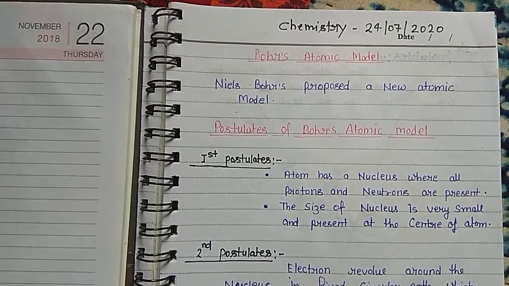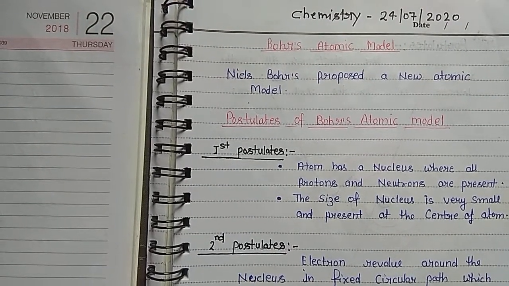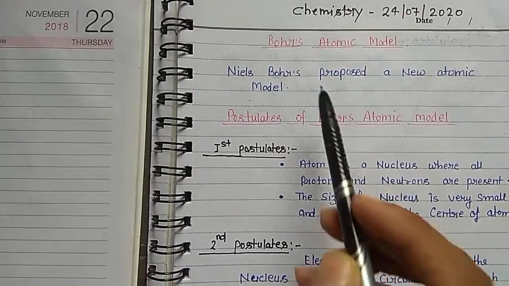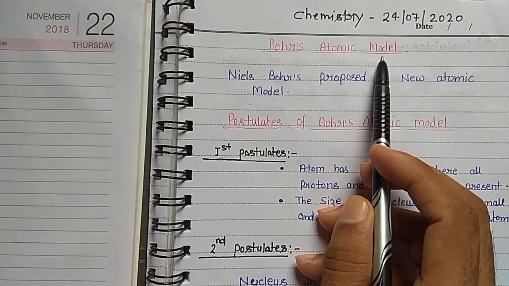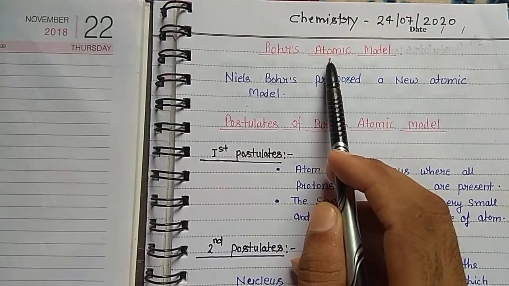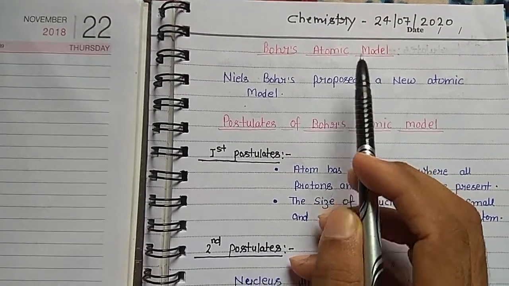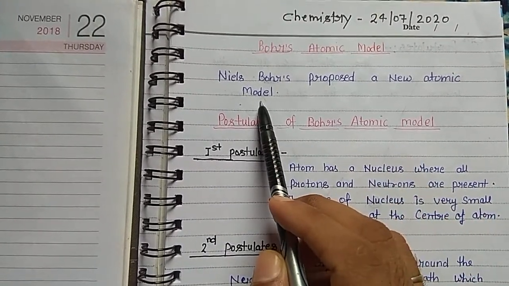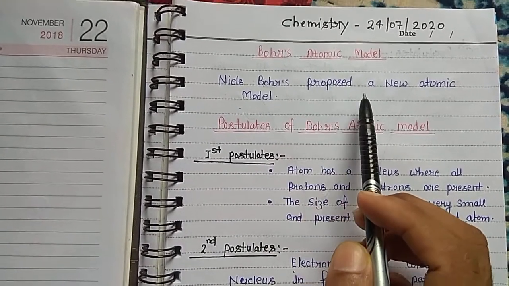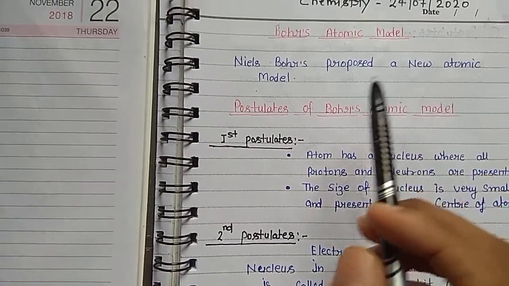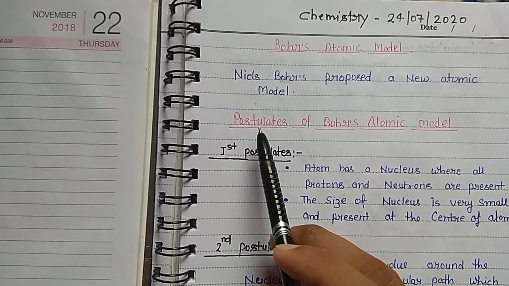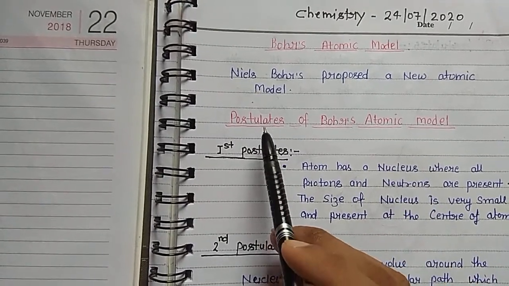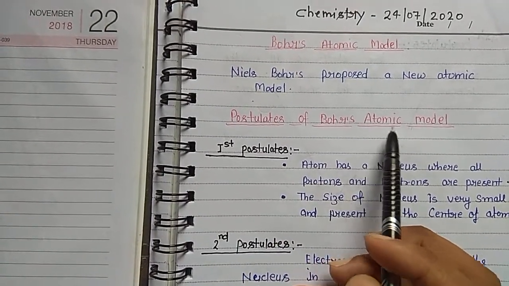After the Rutherford atomic model and the drawbacks of the Rutherford atomic model, today we are going to discuss Bohr's atomic model, which is an important atomic model. Niels Bohr proposed a new atomic model, and according to this new atomic model, Bohr gives some postulates about his atomic model. So, the postulates of Bohr's atomic model.